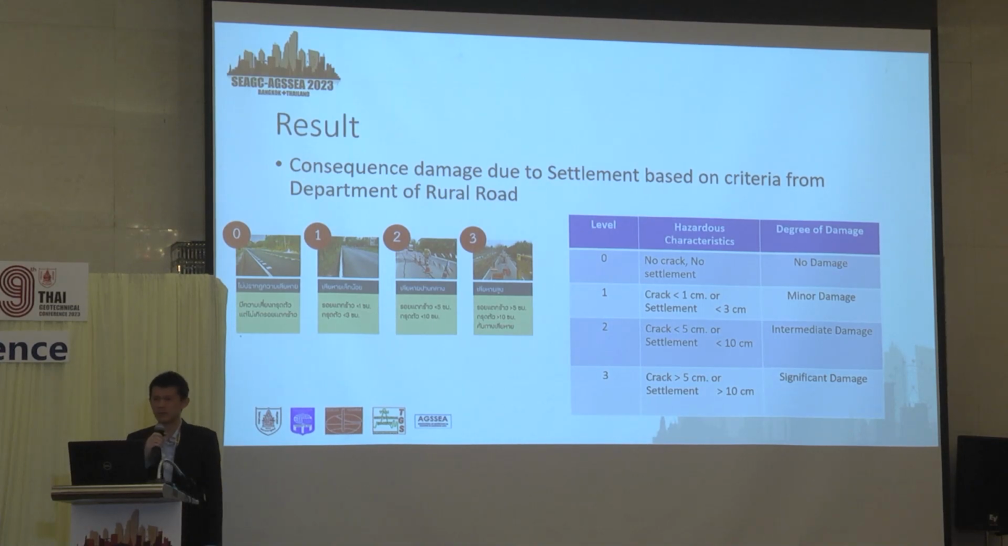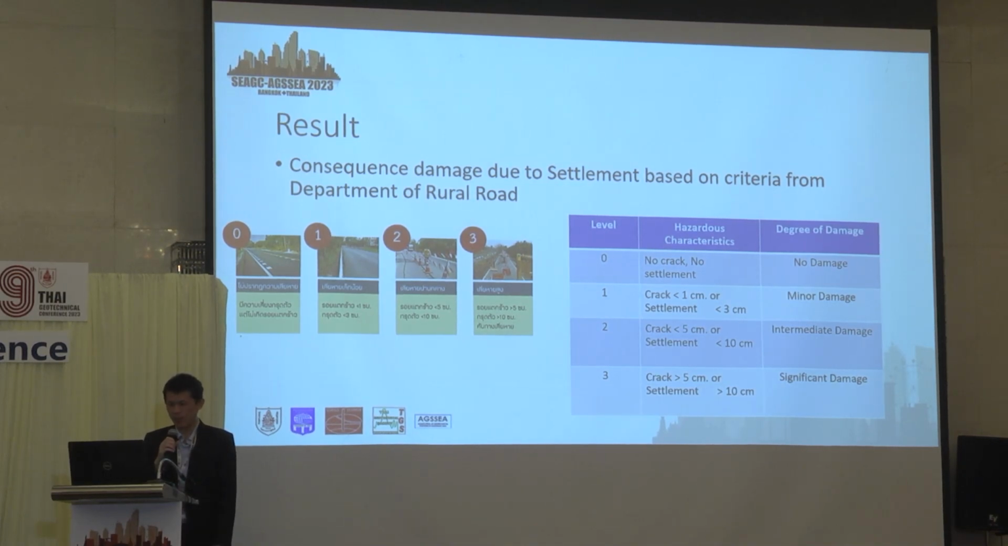Referring to the consequent damage due to settlements, based on the criteria that the Department of Rural Roads of Thailand classifies in 4 levels: the first, level 0, is no cracks or no settlement. That is classified as a degree of damage of no damage.